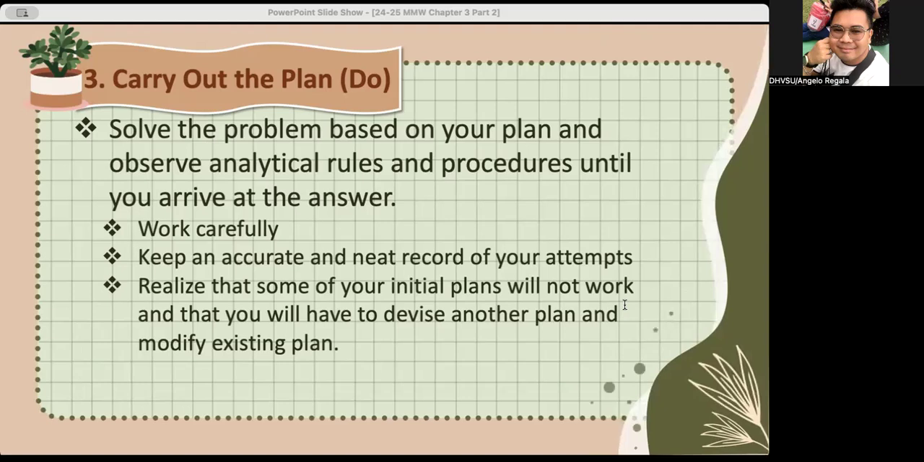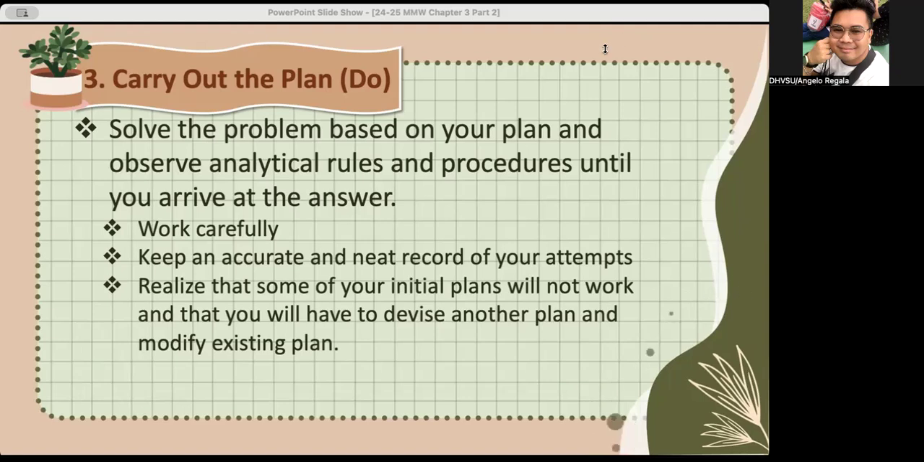So, give yourself a reasonable time. Huwag kang magmadali in solving the problem. And then, do not be afraid to start over. Let's say hindi natin na-solve in the first plan or first process, then you can start over and look for a new strategy that would lead to your success. Kumbaga, try and try hanggang sa ma-solve natin yung problem.